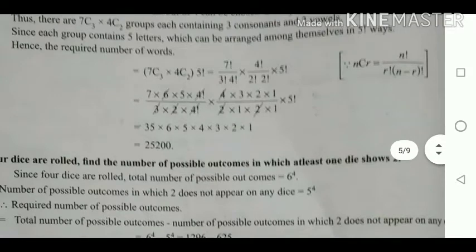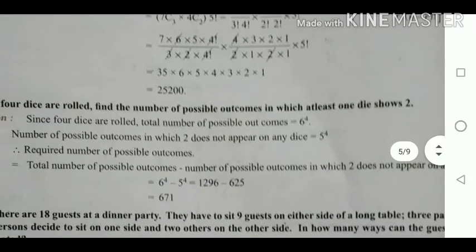So 7 factorial divided by 3 factorial into 4 factorial, after cancellation we are getting 35 into 6 into 5 into 4 into 3 into 2, that is nothing but 25,200. Okay, so next we are going to see the next sum.